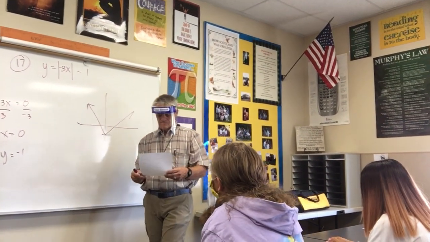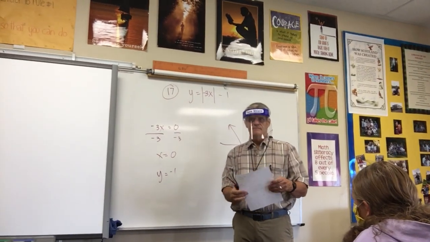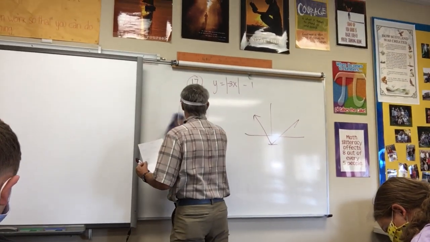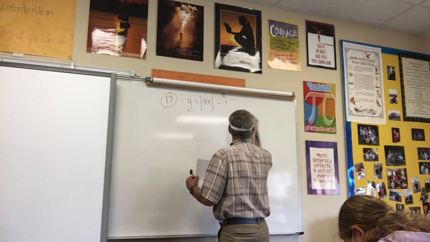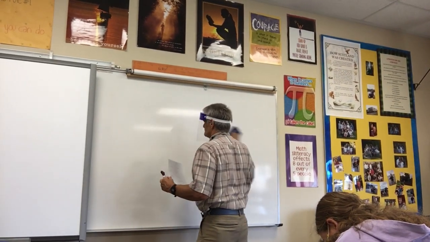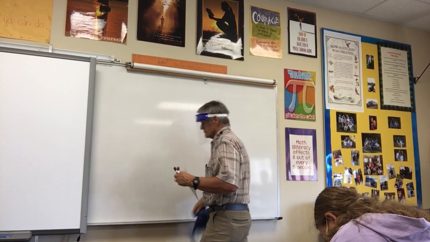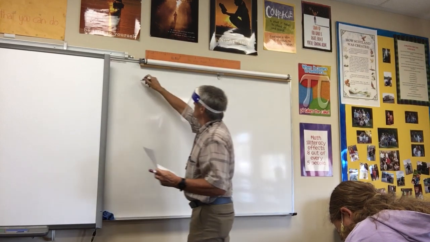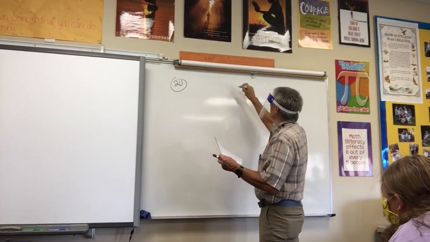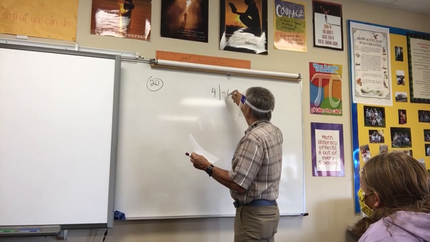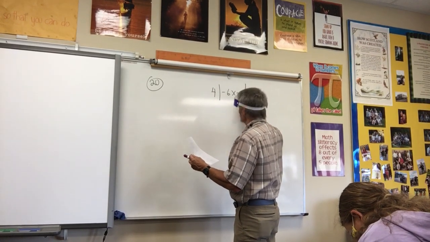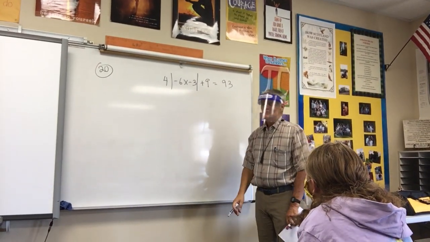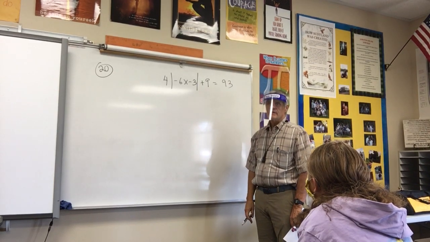Okay? Questions? Yes, sir. Can you do number 20? I can try. So, this is number 20. We have 4 times the absolute value of negative 6x minus 3, close the absolute value, plus 9, equals 93. Okay, I'm just solving for x.